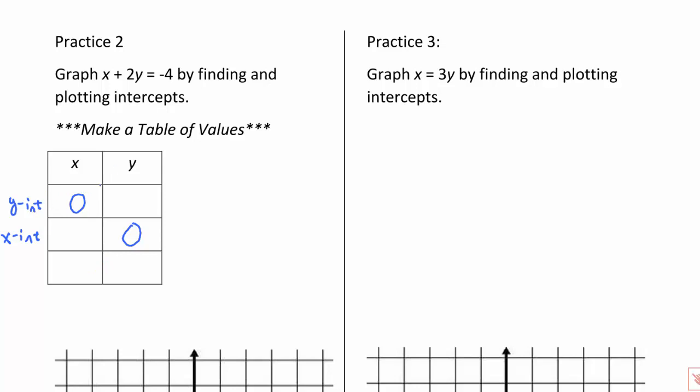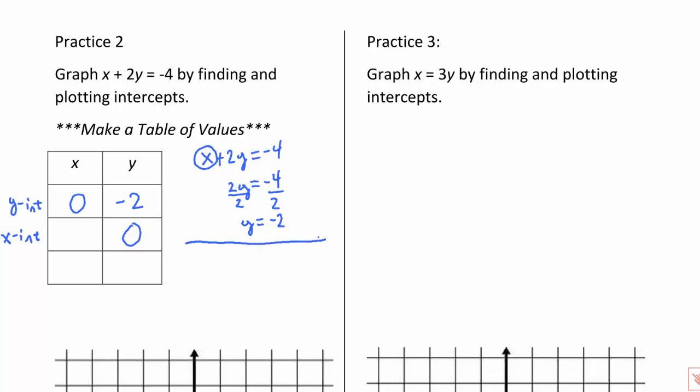Notice that for the y-intercept I can plug in 0 into the function x plus 2y equals negative 4. If I plug in 0 for x, that means this x becomes 0. That leaves me with 2y equals negative 4, because 0 plus anything is that anything. And this is just a simple equation that we can solve. How do you solve this one? Well, we divide by 2. So dividing by 2 gives me y equals negative 2. So the coordinate for the y-intercept is 0, negative 2.